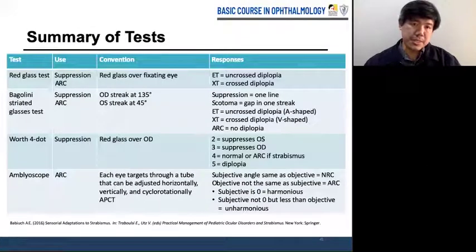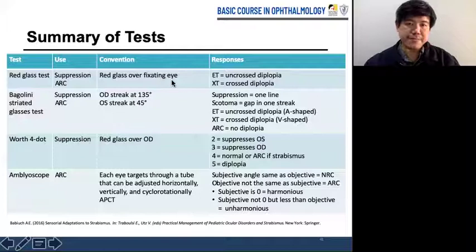So this is the summary of the four tests I discussed. The red glass test is used to detect suppression and ARC. The convention uses the red glass over the fixating eye. The Bagolini is also for suppression and ARC; the right eye streak is at 135 degrees, while the left eye streak is at 45 degrees. For the Worth four-dot test, for suppression, the red glass is usually put in front of the right eye. And of course, the amblyoscope is for anomalous retinal correspondence.